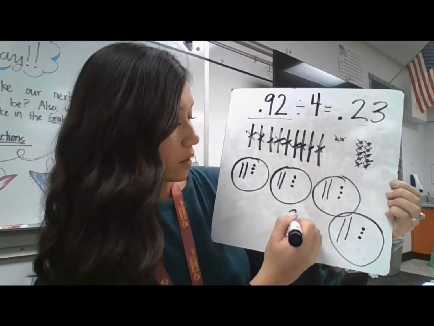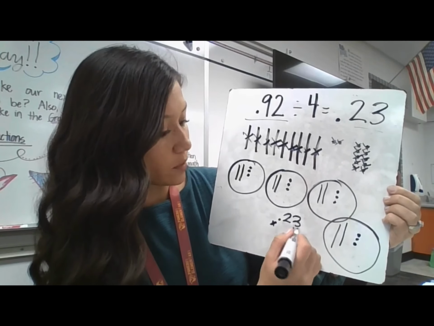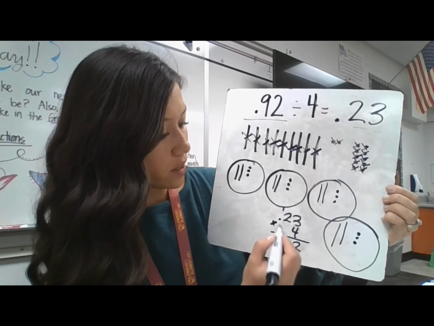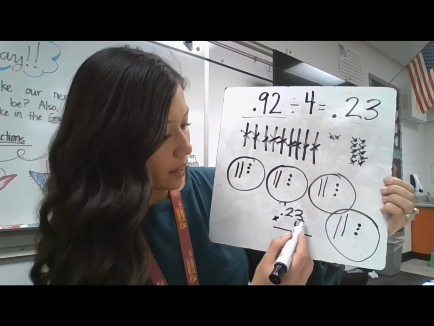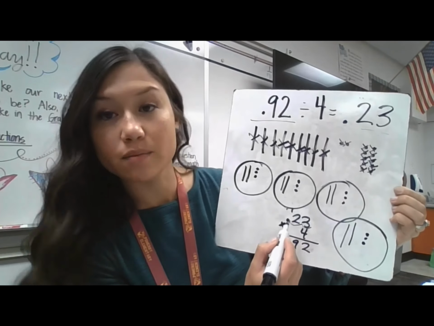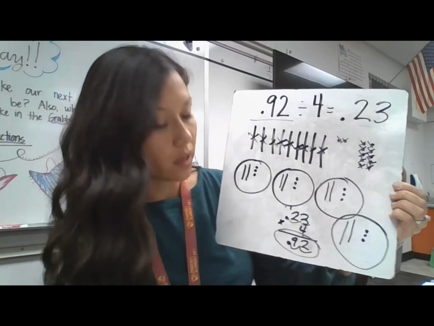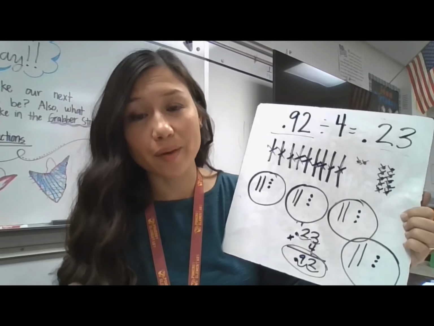So I'm going to model that really quick. Multiplying 23 hundredths times 4. 3 times 4 is 12. Carry this 1. 2 times 4 is 8, plus this 1 is 9. I have 2 digits behind my decimal point in my factor, so I need 2 digits behind my decimal point in my product. I got 92 hundredths, which is what I started with, so I know my answer is correct.